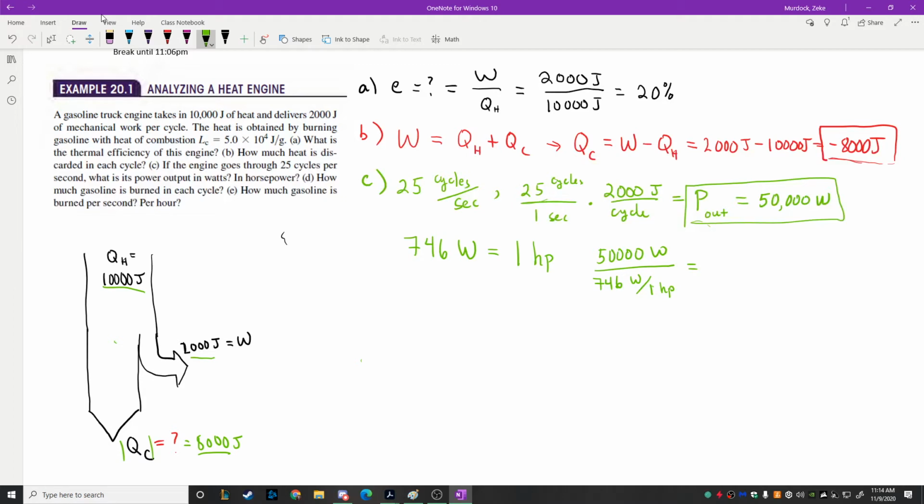Did anyone look that up? Is that right? Is that what you're answering, Dawes? Okay. So 50,000 divided by 746. So you get 67 horsepower.